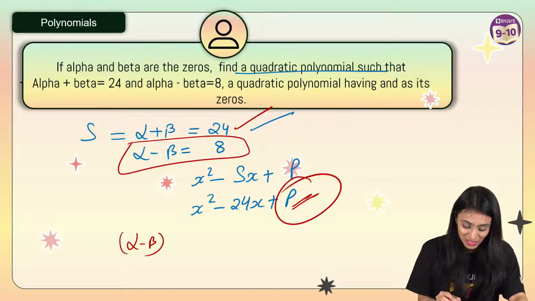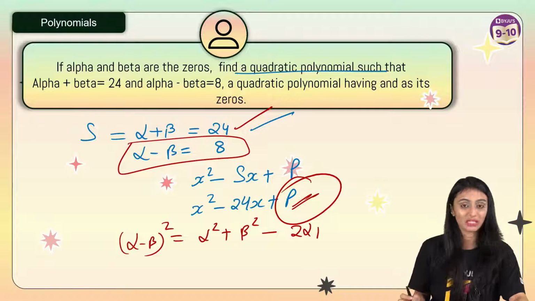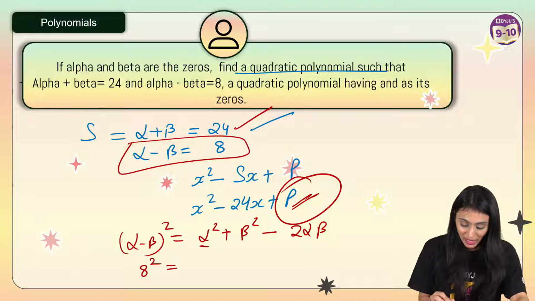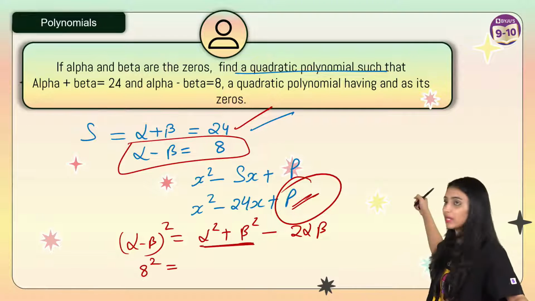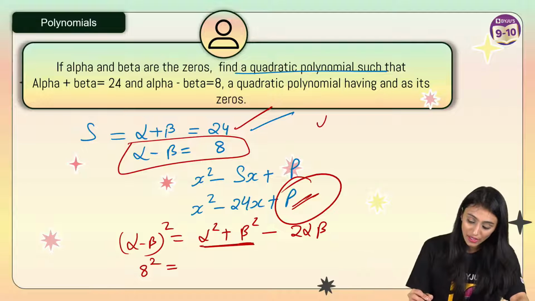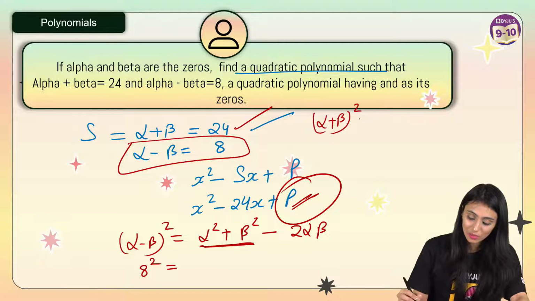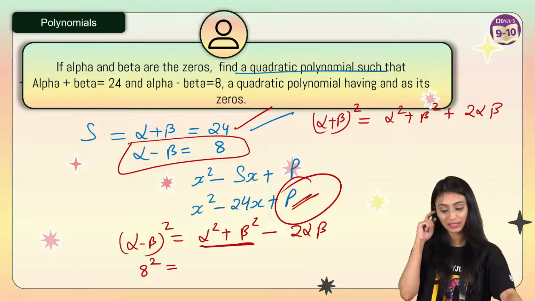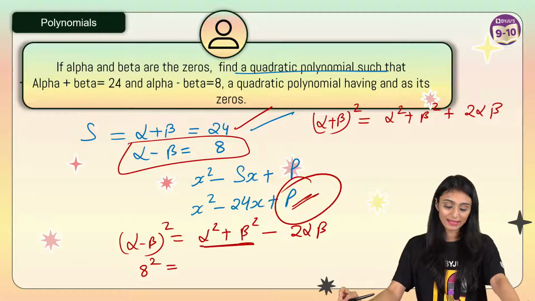So alpha minus beta whole square is equal to alpha square plus beta square minus 2 alpha beta. So I have the value of alpha minus beta, I can put it here. But I don't have this value. If I have the value of alpha square plus beta square, I can find alpha beta. That also we can find out using this identity: alpha plus beta whole square is alpha square plus beta square plus 2 alpha beta, right?